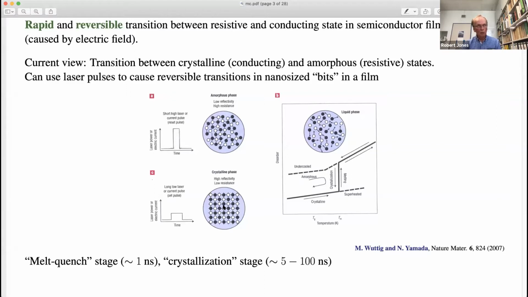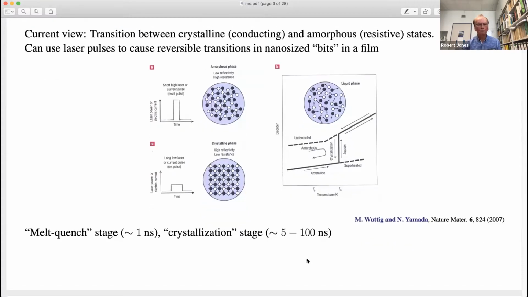The astonishing thing about the materials that we're looking at is that this process can take place in nanoseconds. This is very unusual. The melt quench stage is fast. The crystallization, depending on the material, can be between 5 and 100 nanoseconds. Of course, it would be nice to get this as low as we could, and we started off at about 100 nanoseconds with germanium telluride, and it is continuing to improve.